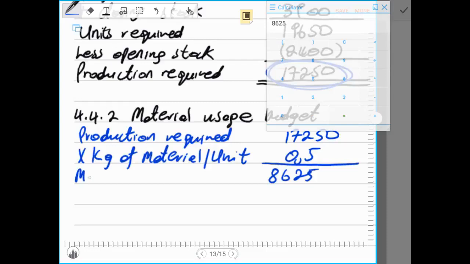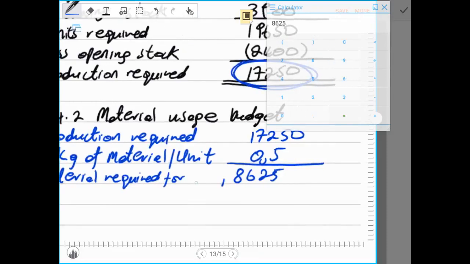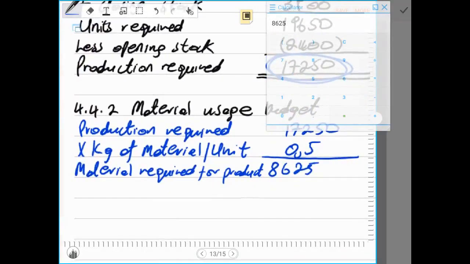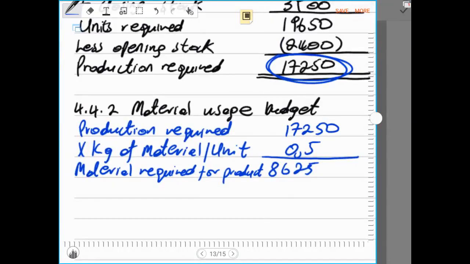Material required for production. And the material that is required for production is 8,625. Now don't forget, the same principle does not change.